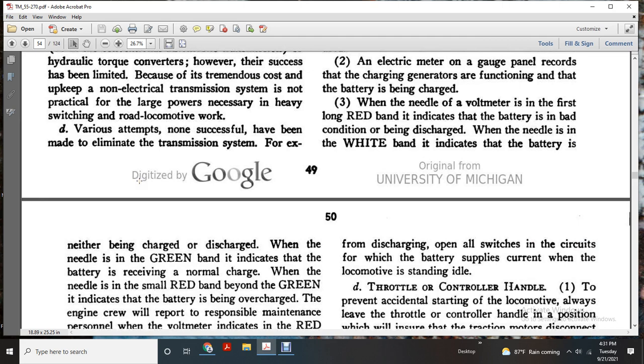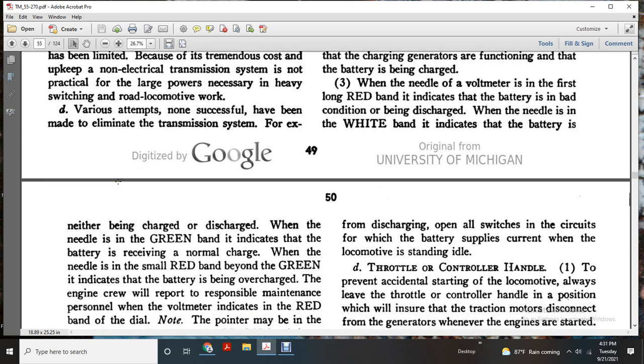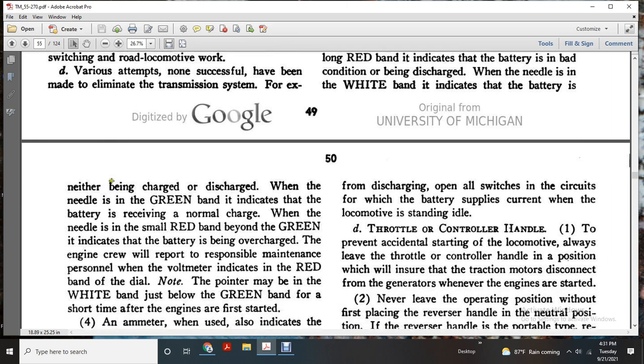When the needle is in the green, the battery is receiving the normal charge. When the needle is in the small red band beyond the green, it indicates the battery is being overcharged. The engine crew will report to responsible maintenance personnel when the voltmeter indicates the red band of the dial.